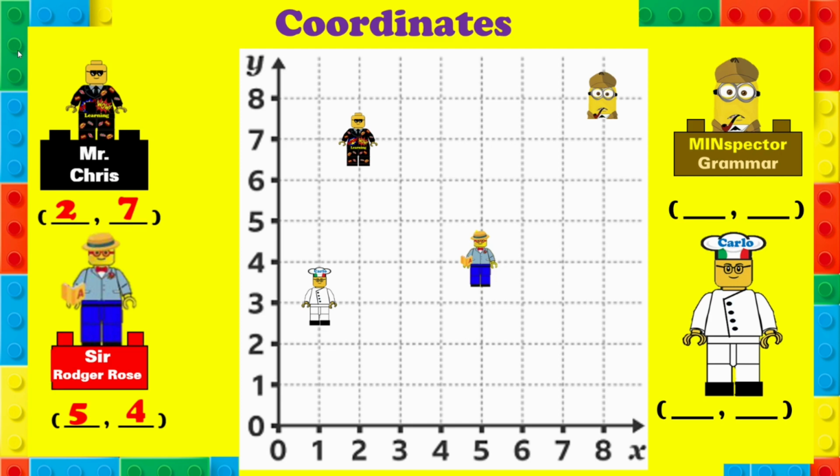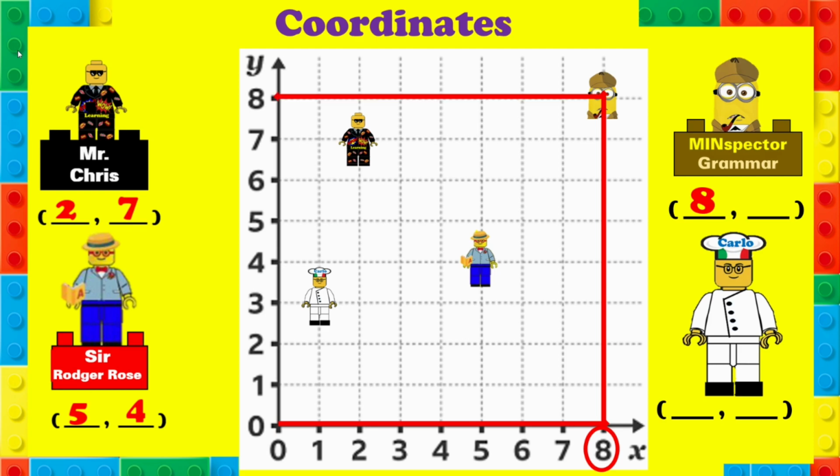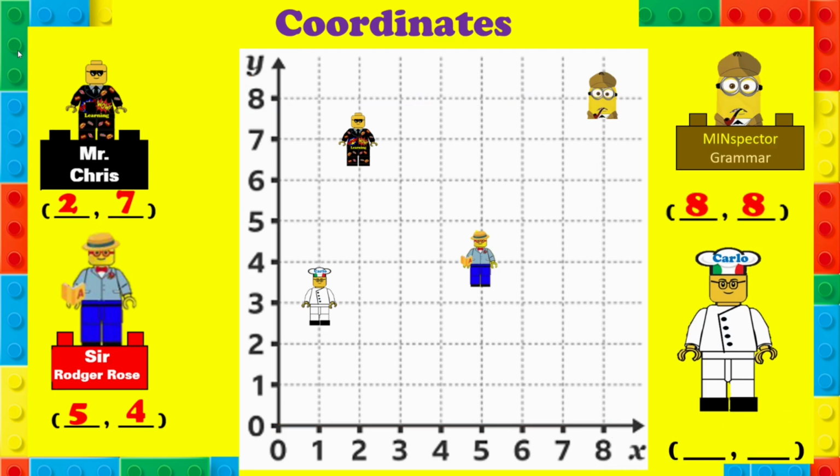So let's try to find Min Spectrogramma, and he's there on the right. So we're going to go all the way across on the x-axis, and we're going to go all the way up when we see him. So you've guessed it, it's an 8. Okay, so it's 8, and what do we do next? We go all the way to the y-axis now, and that number is, you've guessed it, 8. So the coordinates for Min Spectrogramma is 8, 8.